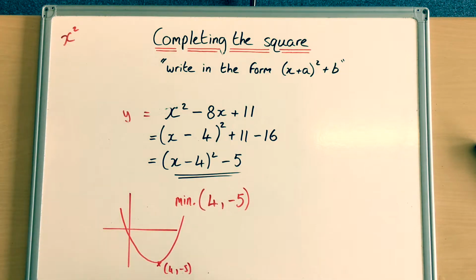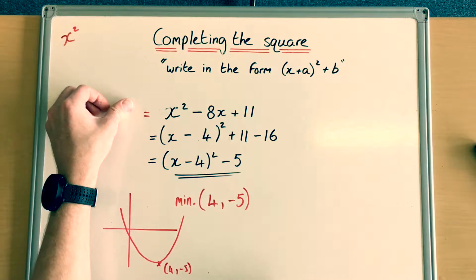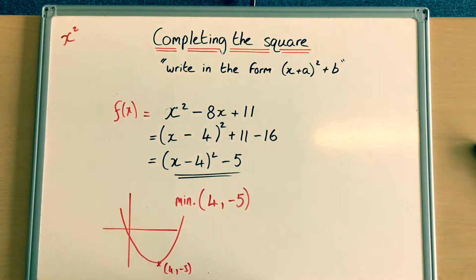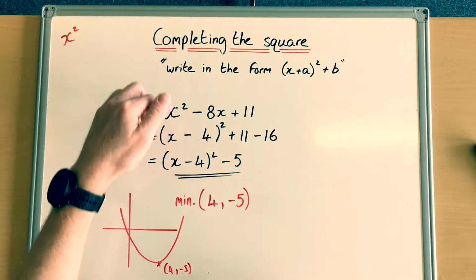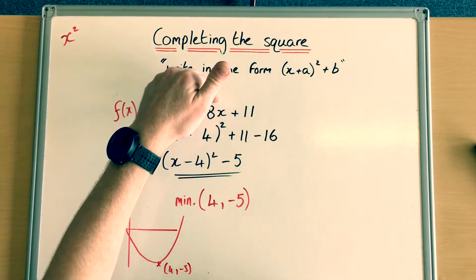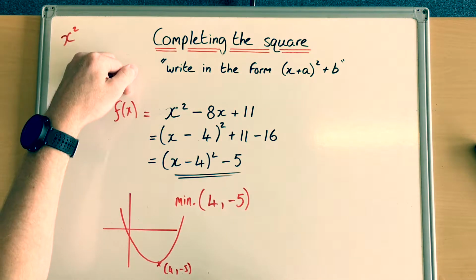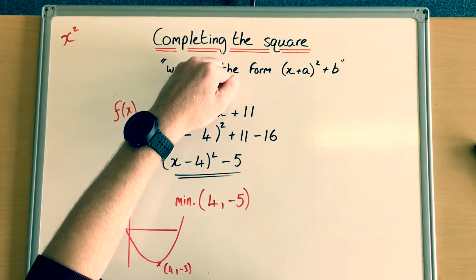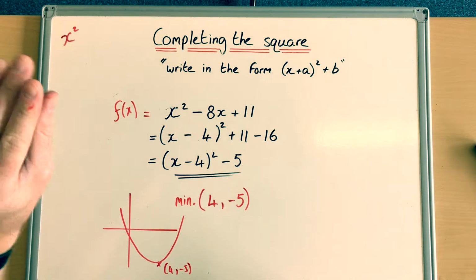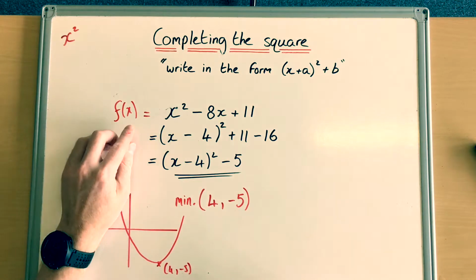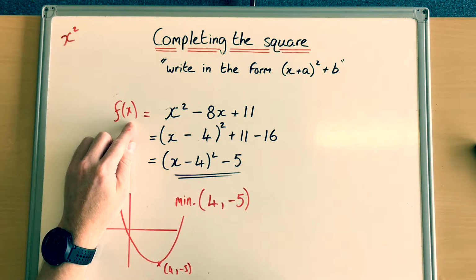Okay, a second interpretation that's going to be really useful for this. So instead of thinking of it as a graph, you could also think of it as a function. So let's write f(x) to get us thinking about that. So for a function, we put in an x value. So we could put in an x value of 1 into here. 1² is 1. Take away 8 ones, that's minus 7, plus 11 is 4. So we could put in an x value of 1, and we could get out a function value of 4. Okay, or we could put in an x value of 10.